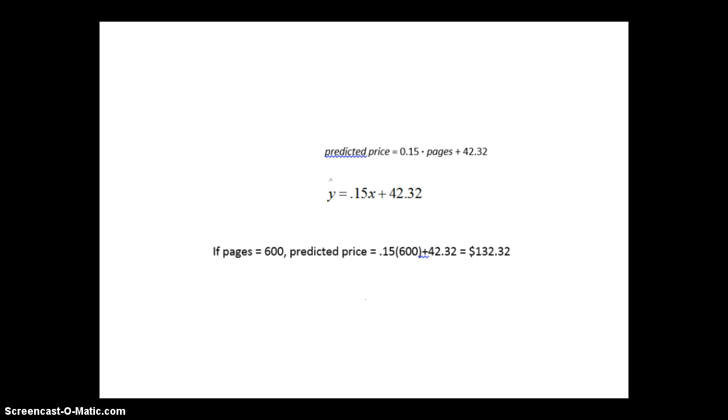So instead of saying predicted price, we'll typically say y hat. That's the predicted y value. Instead of saying pages, we'll typically use the variable x. Now, if we wanted to know what the line of best fit would predict for a textbook of 600 pages, x would be 600. You plug that into the formula, and you get $132.32. That's not the actual cost. That's the predicted cost from the line of best fit.